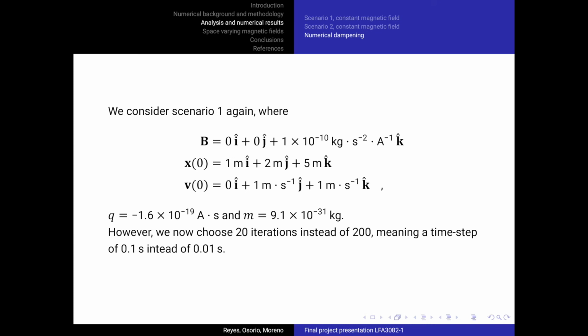We return to scenario 1. An interesting effect occurs when a relatively large time step compared to the motion is selected. If we run our code with 20 iterations instead of 200, we have a time step of 0.1 seconds instead of 0.01 seconds. In this case, the accuracy of the Runge-Kutta method of order 4 rapidly declines.